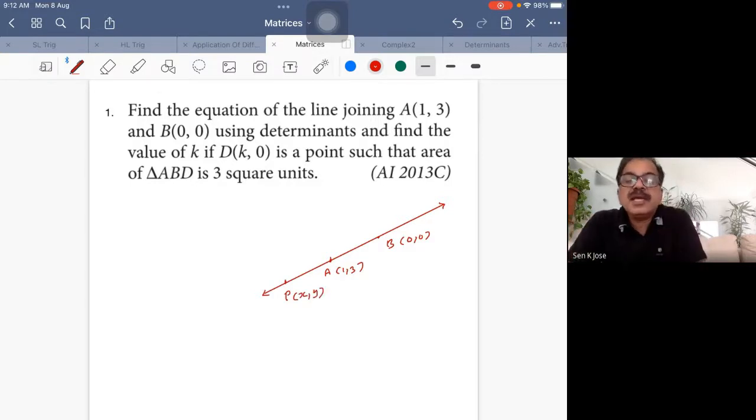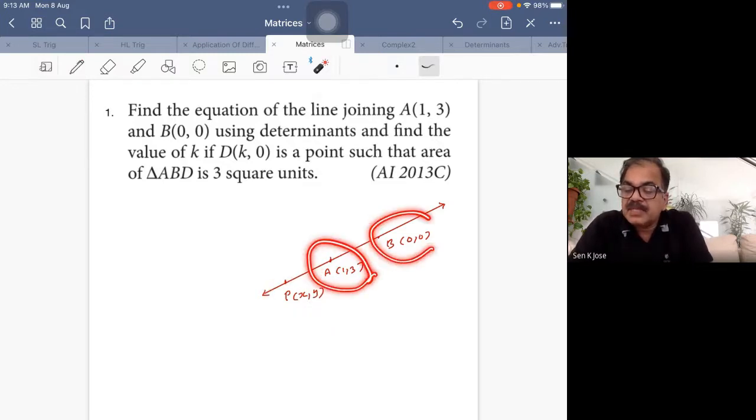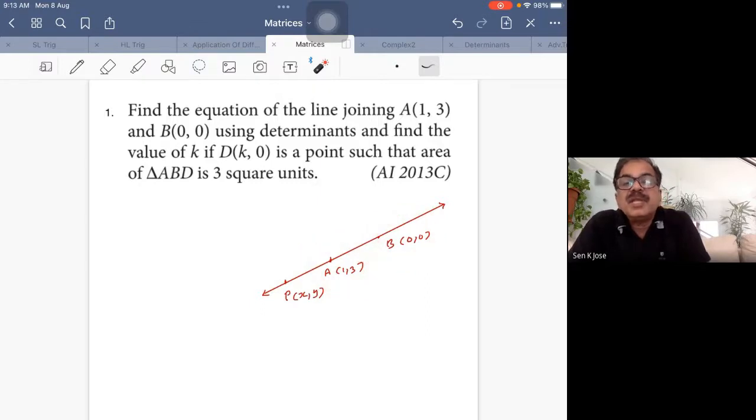So on this line AB, now I have 3 points. The first point is P, (x, y). Then I have A, (1, 3), and B, (0, 0). So when you know 3 points here, how do I get a relation connecting these 3 points? There are different ways of doing it. But since we are asked to do it using determinants, we use the area of a triangle formula.